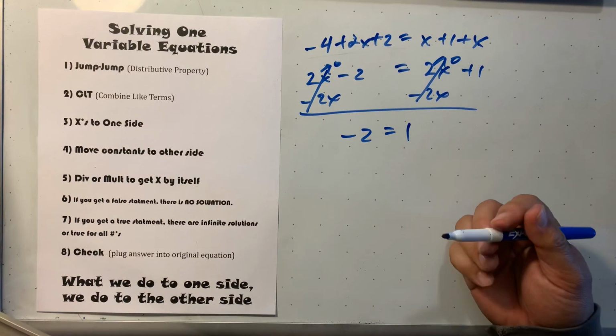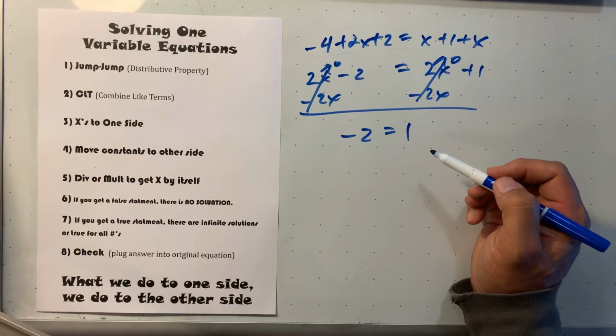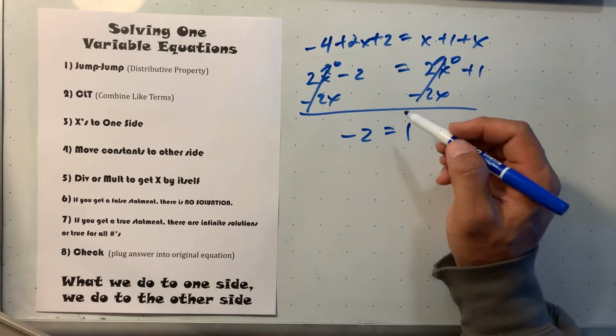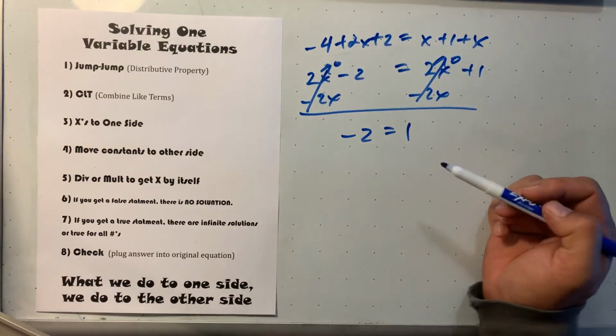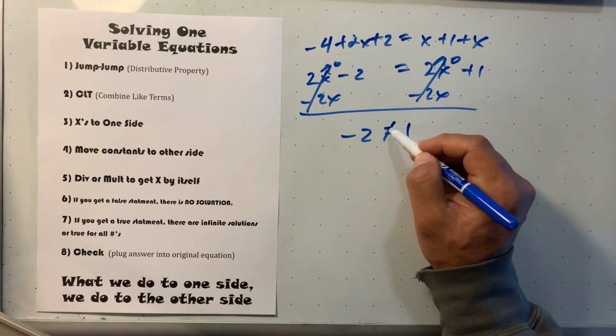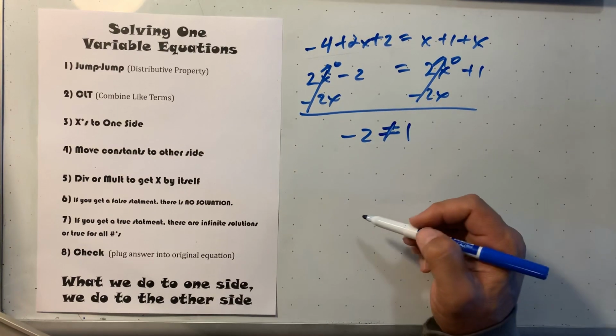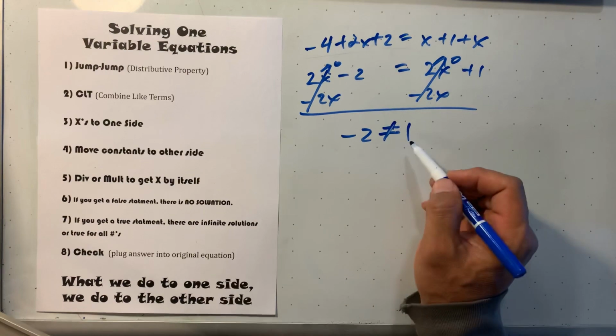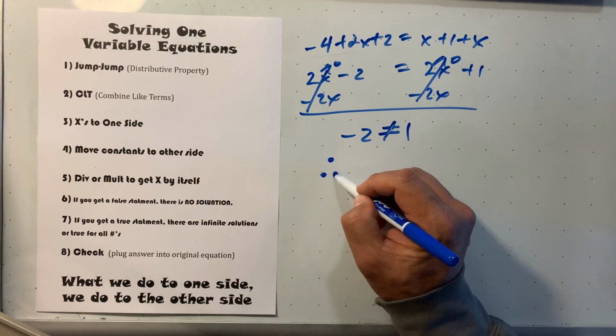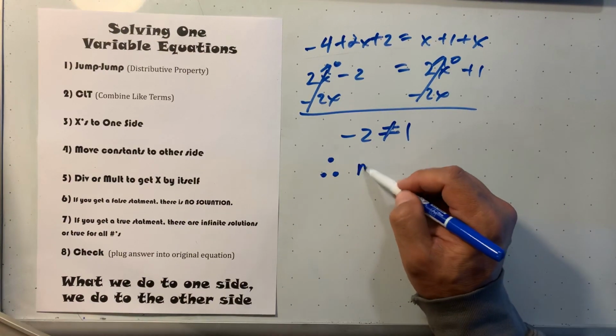Now, here's a little different situation. Negative 2 does not equal 1. I'm going to check to make sure I did everything right. Looks like I did. So I'm going to cross that equal sign out and put a does not equal negative 1. I'm saying that I know that negative 2 does not equal 1, and therefore, so 3 little dots like this means therefore, there's no solution.